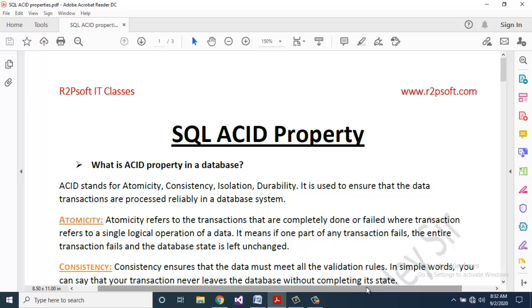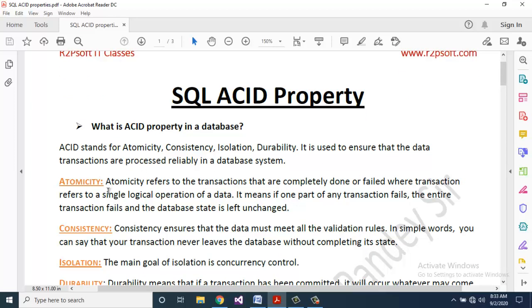Friends, let's start. What is ACID property in a database? You know well, ACID stands for atomicity, consistency, isolation, durability. It is used to ensure that the data transactions are processed reliably in a database system.